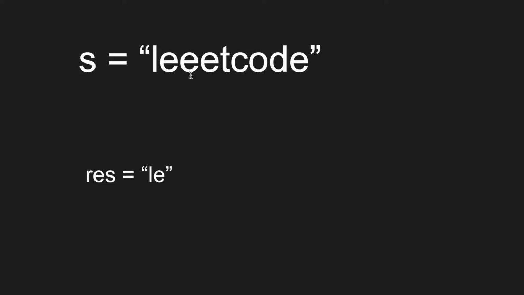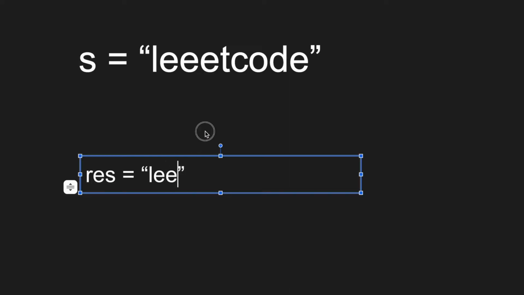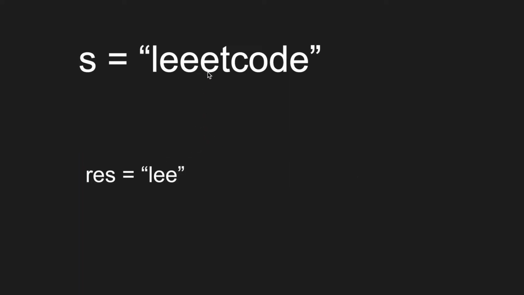So now we're on this letter. We check the other 2. We have L, we have E. Only one of the characters is the same, so we can add it. Now we get to this E. Both previous characters are E, so we don't add it.